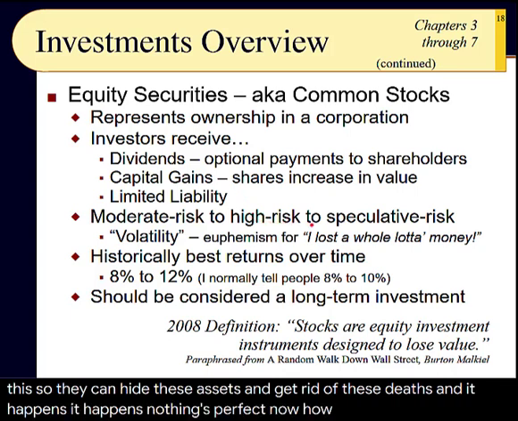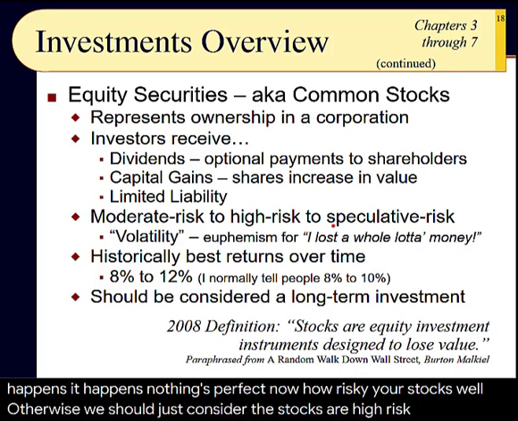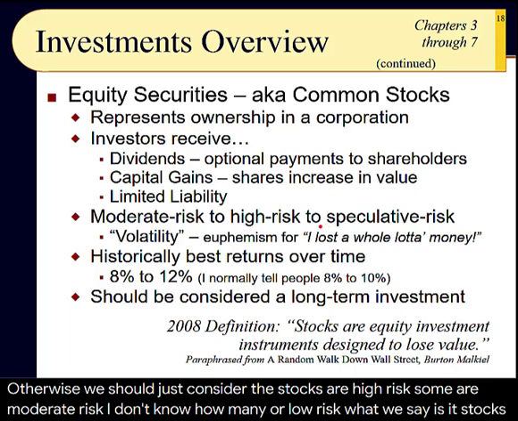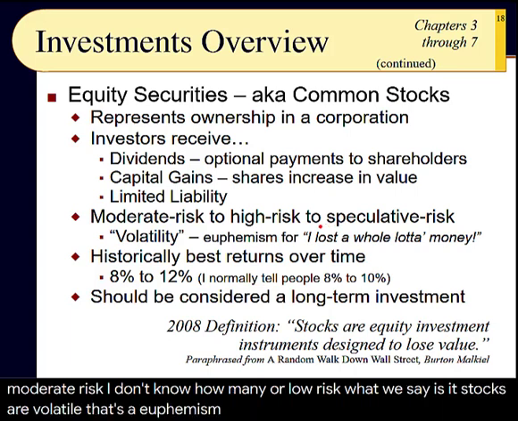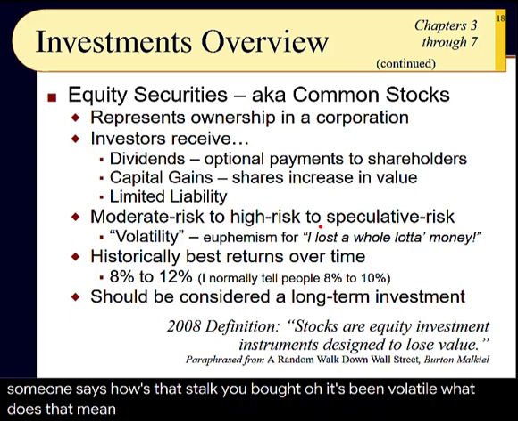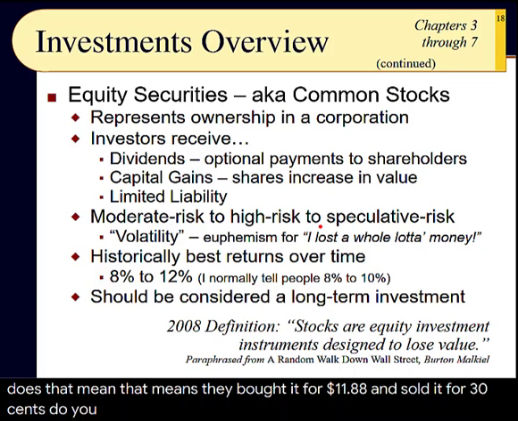Now, how risky are stocks? Well, unless we know otherwise, we should just consider that stocks are high risk. Some are moderate risk. I don't really know how many are low risk. What we say is that stocks are volatile. That's a euphemism for, I lost a whole lot of money. When someone says, how's that stock you bought? Oh, it's been volatile. What does that mean? That means they bought it for $11.88 and sold it for 30 cents. Do you know anybody who's bought a stock for $11.88 and sold it for 30 cents?